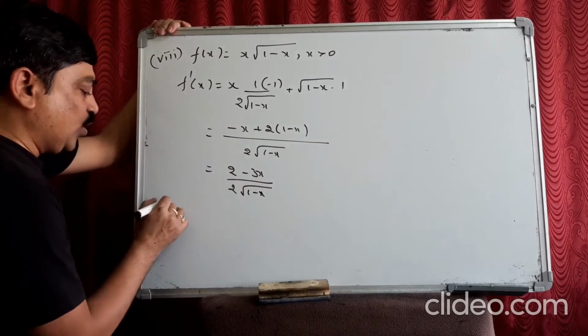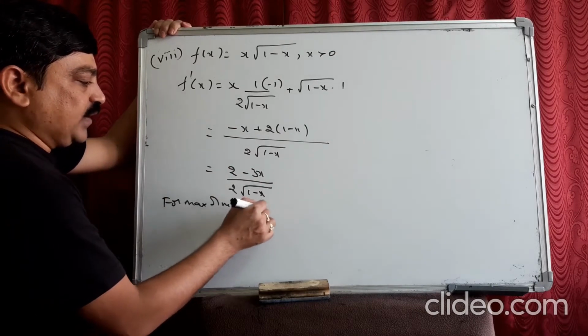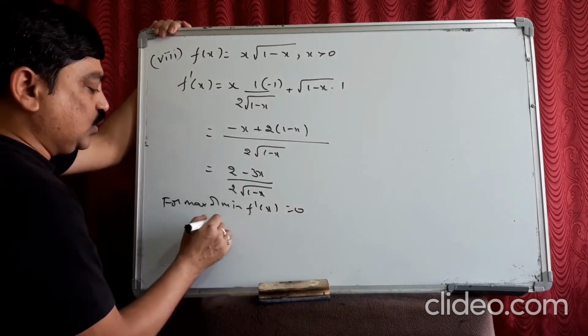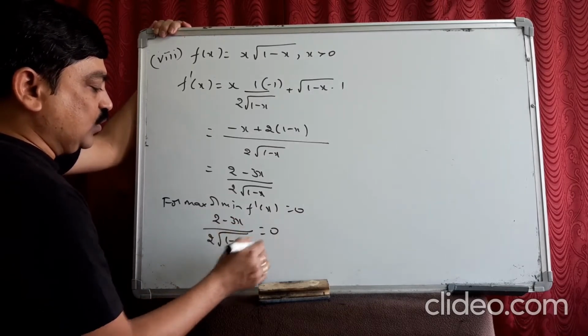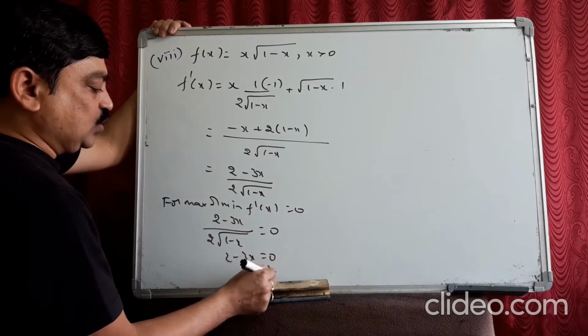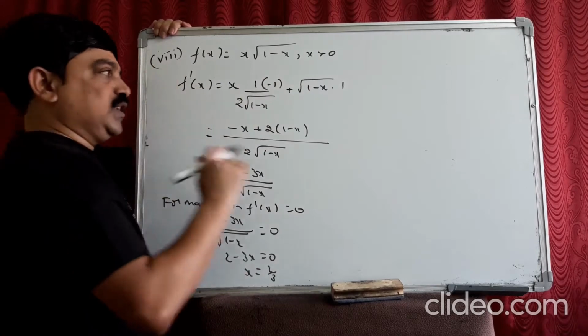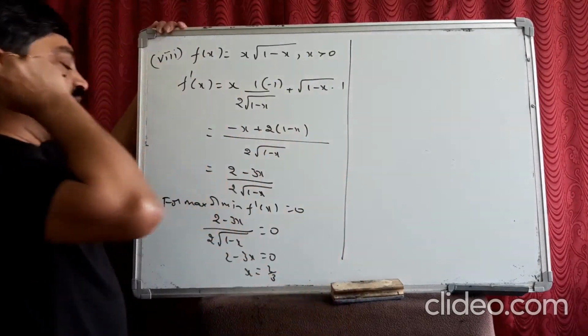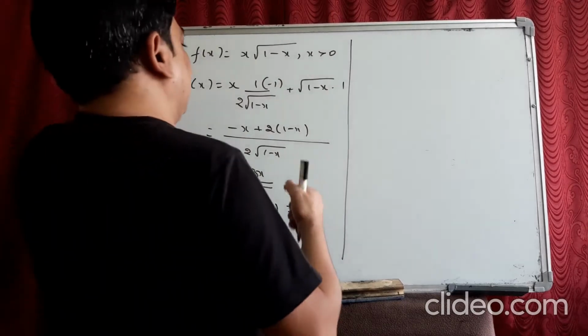So for maximum or minimum, f dash of x is equal to 0. So 2 minus 3x by 2 root 1 minus x is 0. 2 minus 3x is 0. x is 2 by 3. We got only one value and you are asked to take positive value, so let us proceed. But you can decide the maximum or minimum only after doing the double derivative. Let us go with the double derivative.